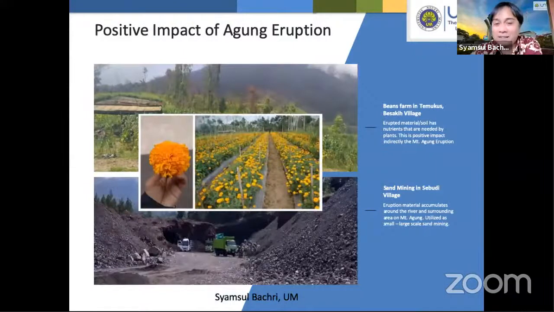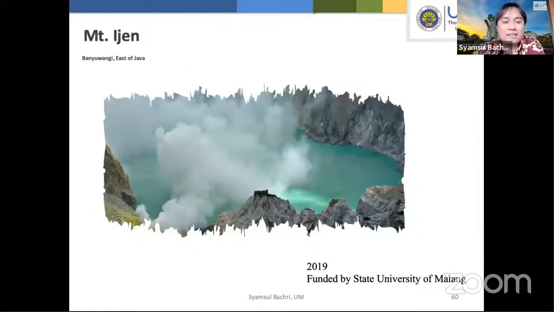And again, we not only found the bad effects of the eruption, but we also found the positive impact of Mount Agung's eruptions. We have sand mining and also this kind of flowers. It's really beautiful when you visit Gunung Agung. Another, I applied again in Mount Ijen. It's really beautiful as well.